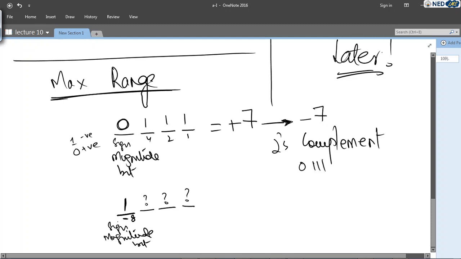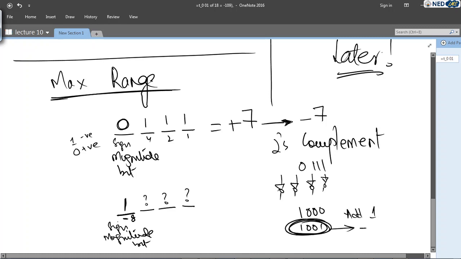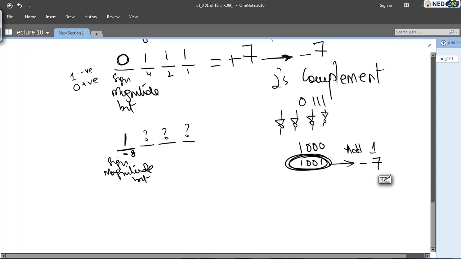I have the positive value of 7. I invert all bits, and I mean a logical inverter, not the electrical inverter. So I will get 1 0 0 0. Then we add 1 to it and I will get 1 0 0 1, and this number represents minus 7. The reason is that this bit represents 1 and this bit represents minus 8, so minus 8 plus 1 equals minus 7.